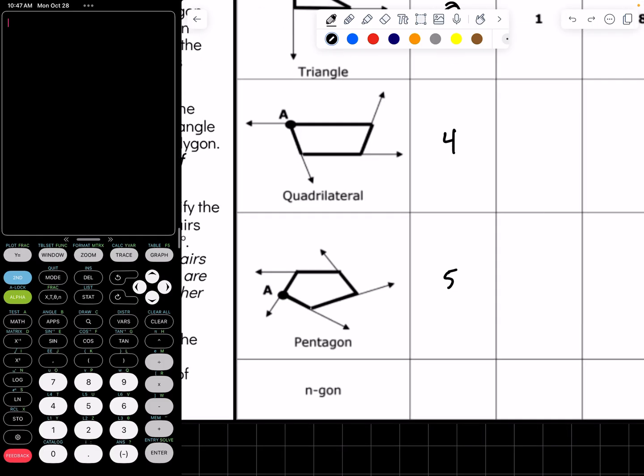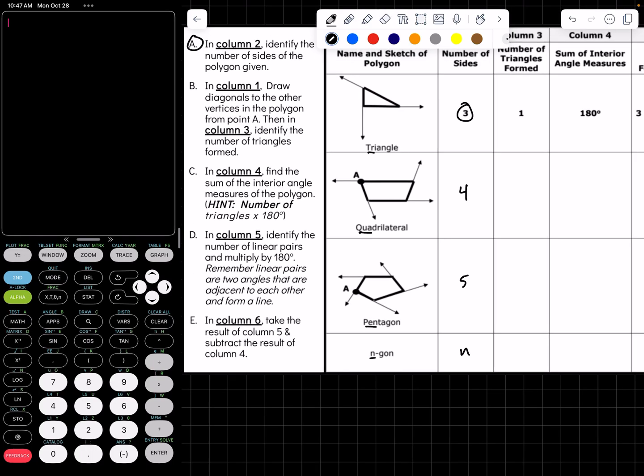An n-gon is an n-sided figure. So it's got n number of sides. We can replace n with 17. We can replace it with 22. We can replace it with whatever. So we will just say that for column 2, an n-gon has n number of sides. Okay. So we'll use those prefixes for each one of those.